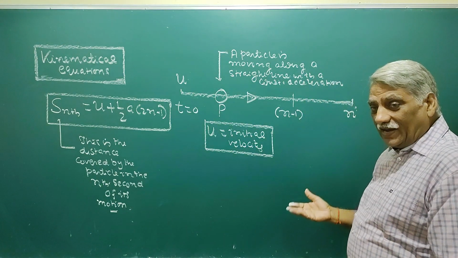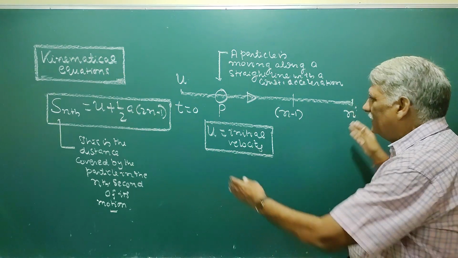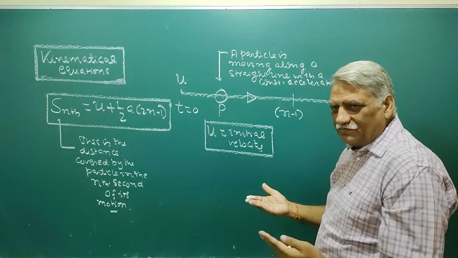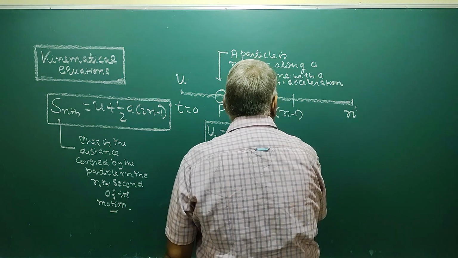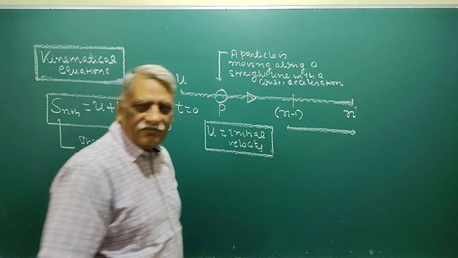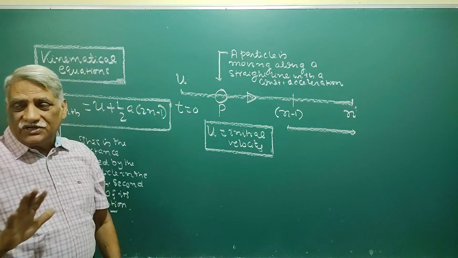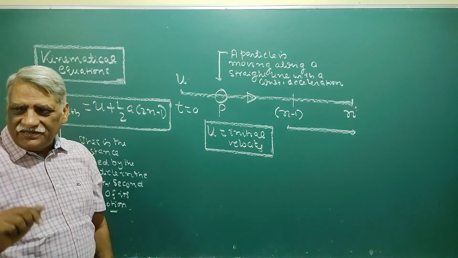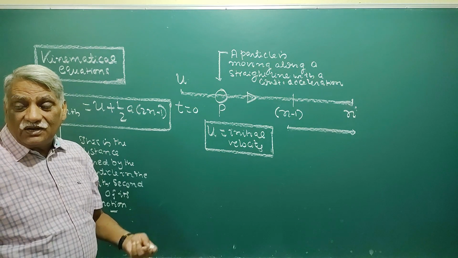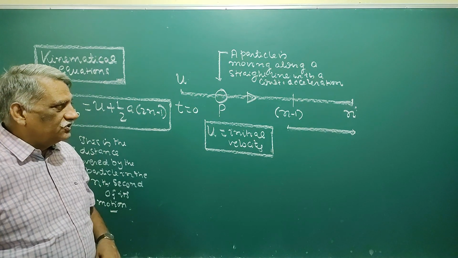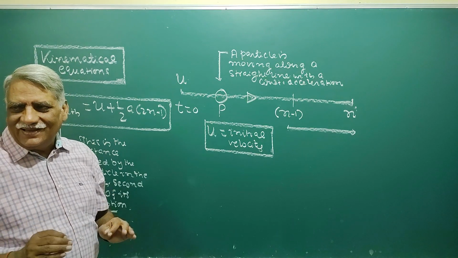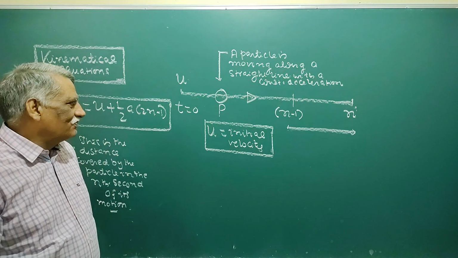Nth second का मतलब हुआ कि n second में covered distance minus n minus 1 second में covered distance. ये distance हमको निकालना है. जैसे 5th second में covered distance का मतलब हुआ कि distance covered in 5 seconds minus distance covered in 4 seconds. तो nth second में जो covered distance होगा, that should be equal to distance covered in n seconds minus distance covered in n minus 1 second.